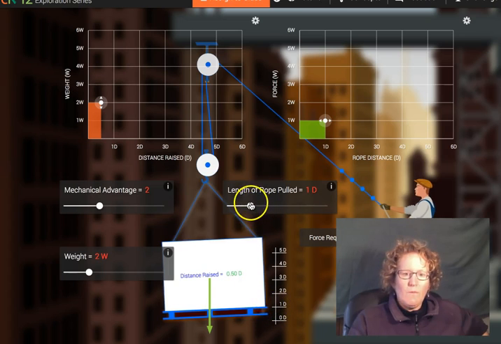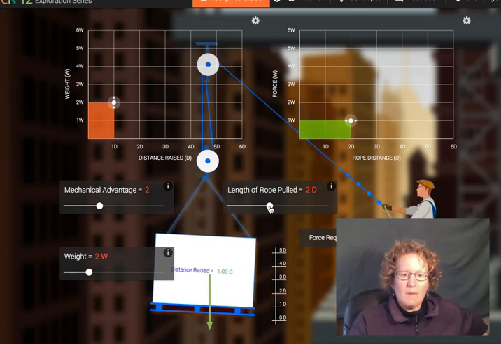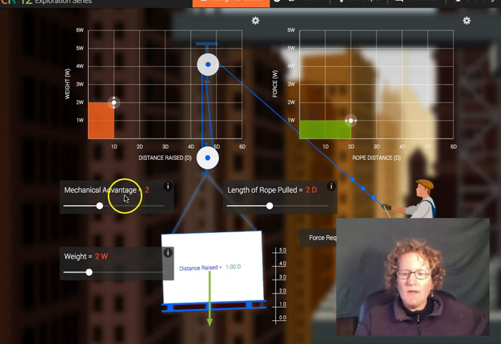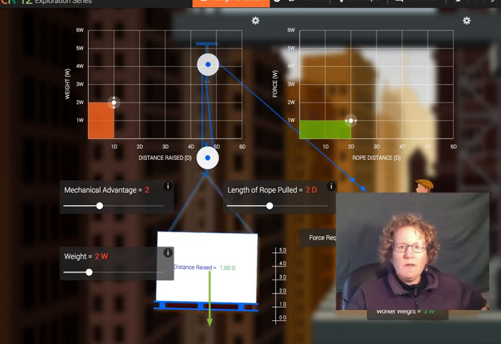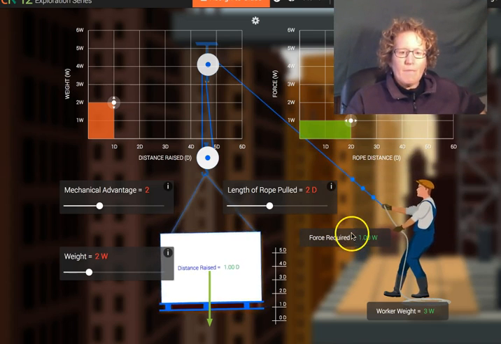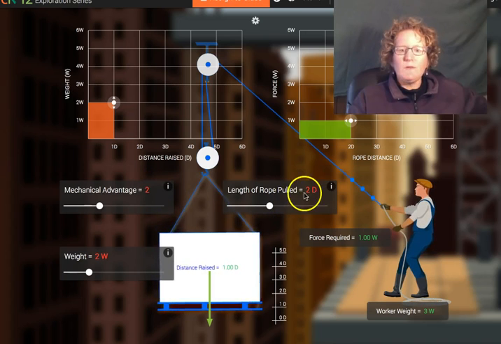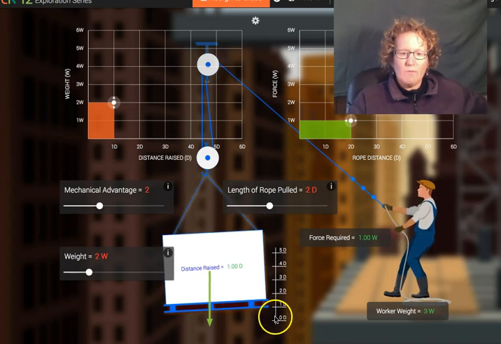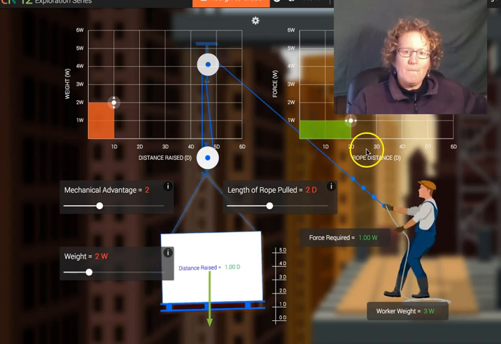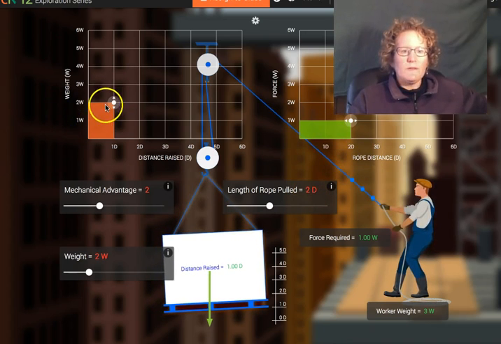Still not 1 unit of distance up. Okay, well that's all it took this time. The mechanical advantage was 2, so you need half as much force, but you need twice as much distance. This went up 1, and we had to pull twice that distance of rope. But remember, the work's always going to be the same.